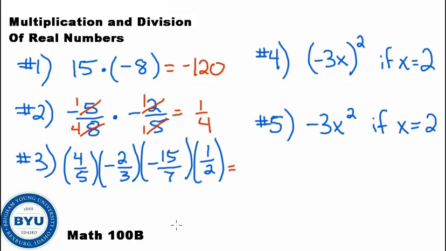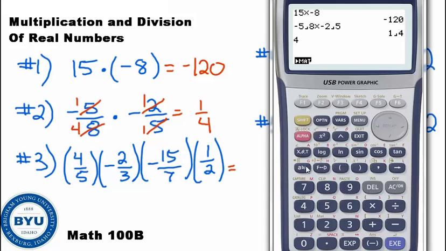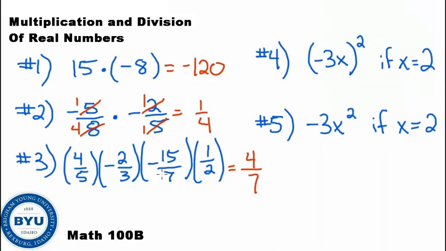Here we've got fractions. I'm going to go ahead and do that in the calculator. It would be 4/5 times negative 2/3 times negative 15/7 times 1/2. And we get 4/7. We can check that answer to make sure that the positives and negatives were right. We had a positive, then a negative, then a negative, and a positive. So two negatives makes a positive, so we're good there.